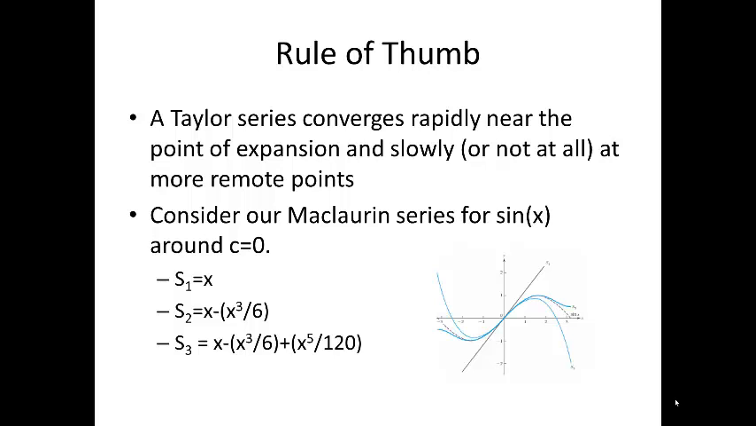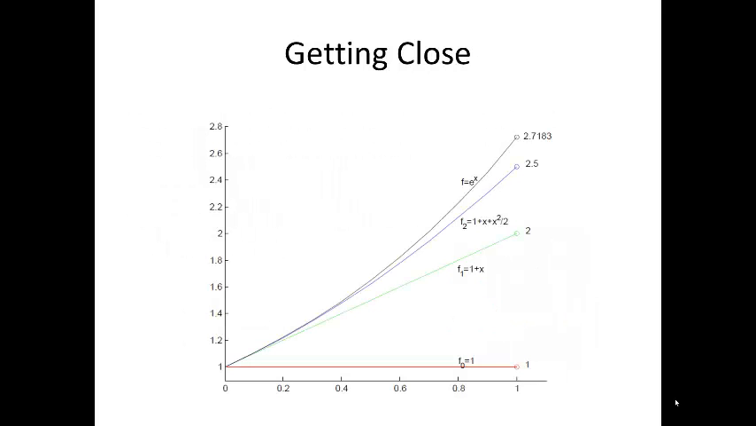And S3 begins coming very close to the actual sine of x function, and S5 ends up being very close. So this graph is from page 23 of the text and shows that we can get a pretty good approximation of f of x at x equals a by taking only a few terms of the Maclaurin series. In this case, we can see the purple line with 3 terms is starting to get very close to f of x equal to e to the x.